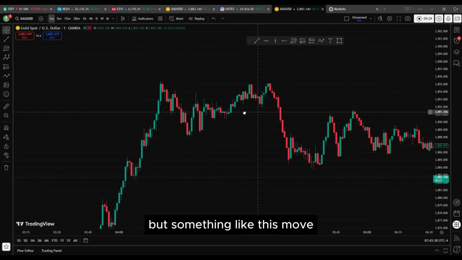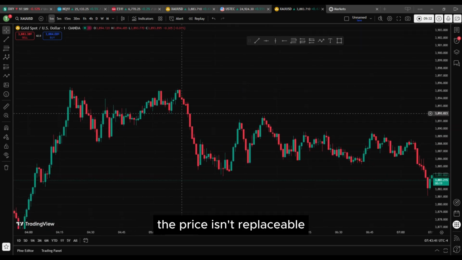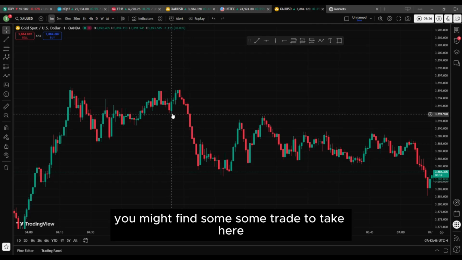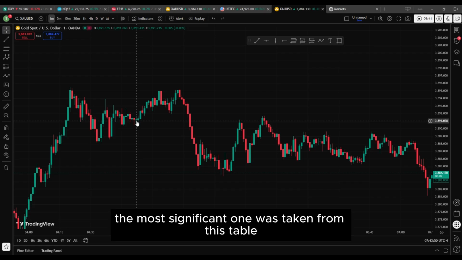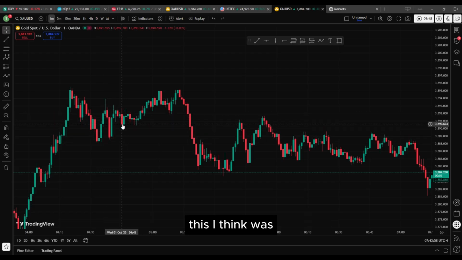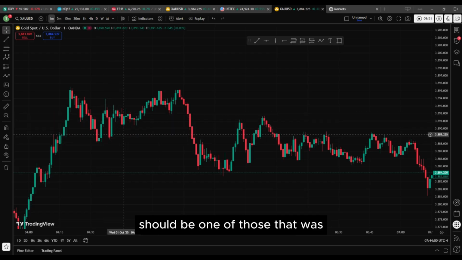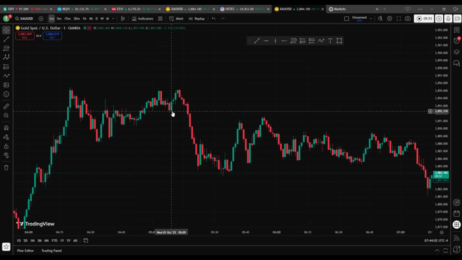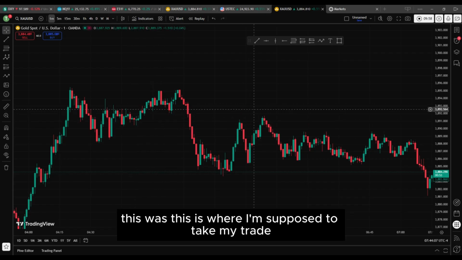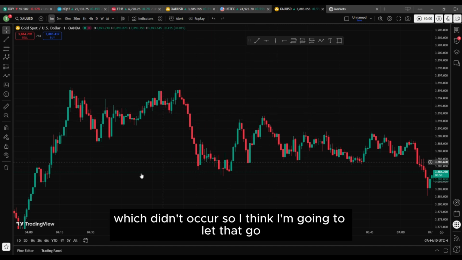But something like this move now, the price isn't replaceable. I think if you zoom into a 15-minute time frame, we might find some trade to take here. But I think the most significant one was taken from this higher high, and this one, I think, should have been at the London session, where I'm supposed to take my trade, which didn't occur. So I think I'm going to let that go.